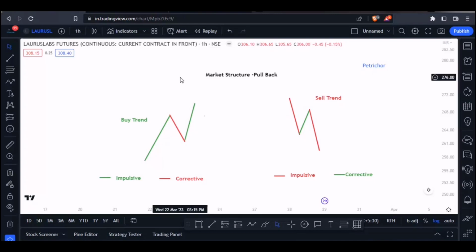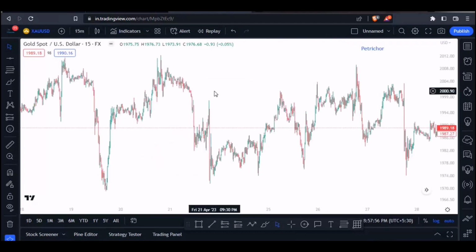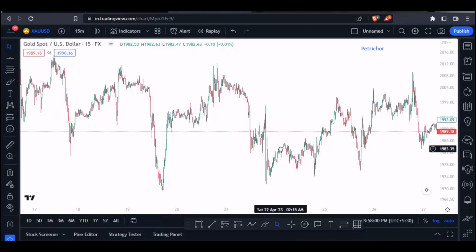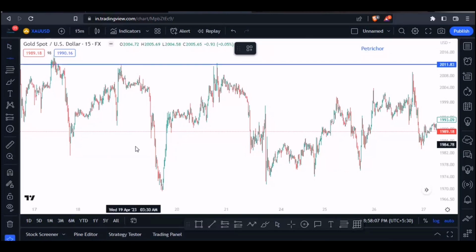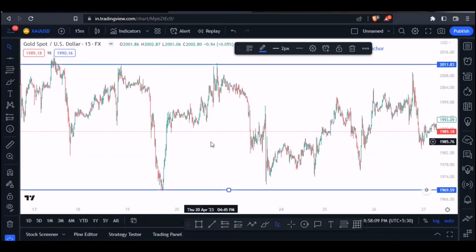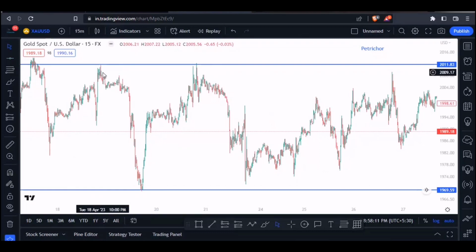In that market structure only we may draw the supply zone, demand zone or anything else. So the first thing we have to identify is the pullback. Why I am showing this, just have a look at the gold chart. It's a 15-minute chart. I just marked the high and low with a horizontal line. It's the highest point here and it's the lowest point here, right?